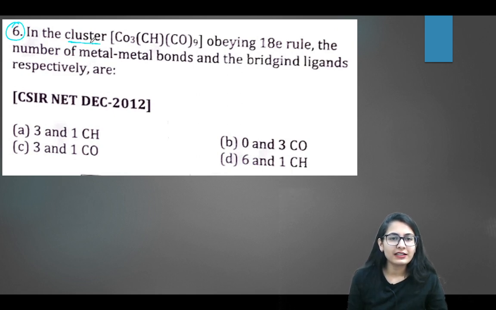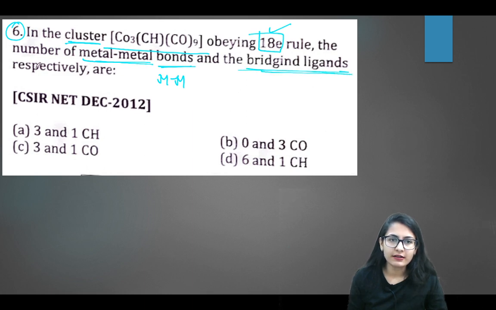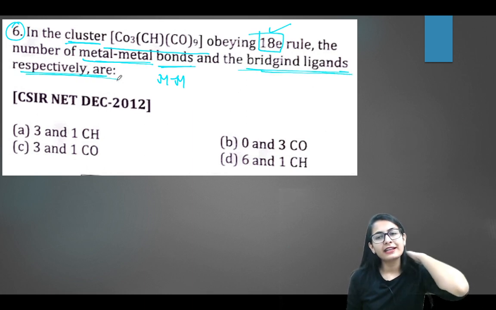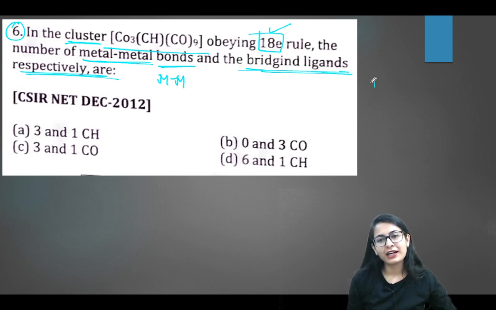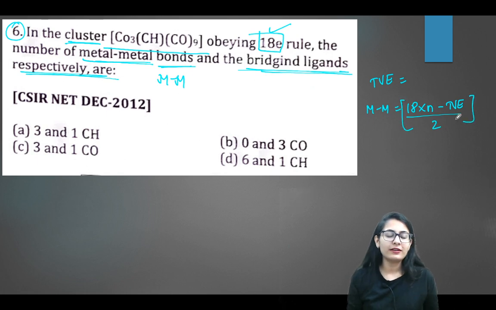Look at this, in the cluster which is given over here, obeying the 18 electron rule, very well. You have to find the number of metal bonds and the bridging ligand respectively. So you are very expert at finding the metal bond. You already know that you have to find the total valence electrons first of all, then whatever the total valence electrons are, you have to multiply 18 into n, where n is the number of metals, minus the total valence electrons, divide by 2, that gives you the metal bond.